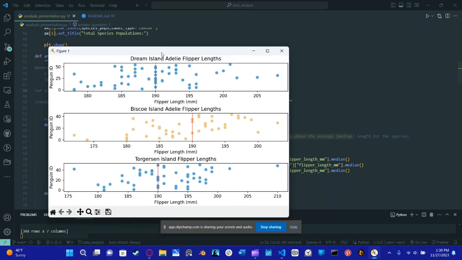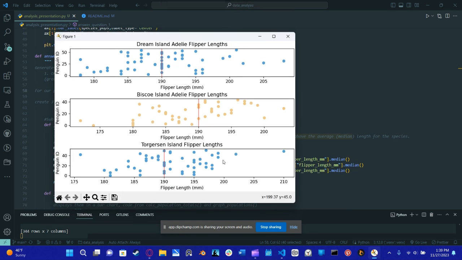If we close out of that, we get this graph, which shows all the penguins for each of the islands, graphing their flipper lengths on a scatter plot. As you can see, Torgersen had the most dots, which represent penguins, to the right of the median flipper length, which was 190 millimeters, which is what this red line represents. The dots on the line are penguins with that length of flipper.